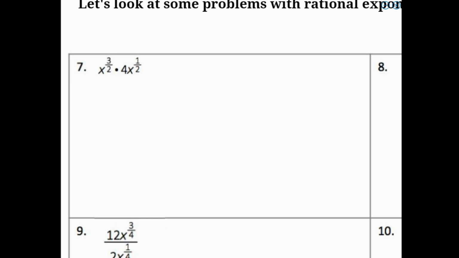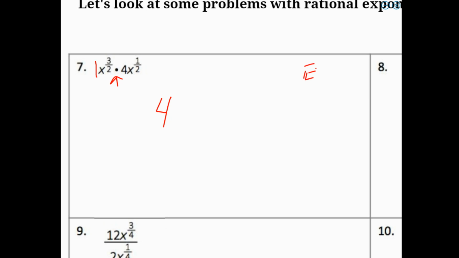So when I have this dot, what's the operation that I'm doing? Multiplying. So what do I do with the coefficients when I'm multiplying? When I'm multiplying, my coefficients just get multiplied, right? 1 times 4 is 4. What happens to my exponents when I'm multiplying?